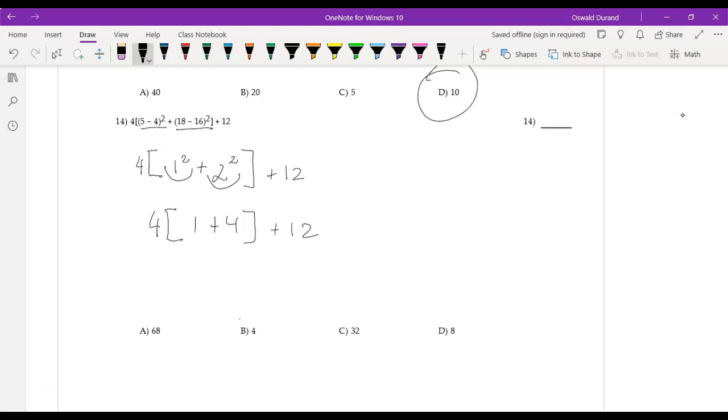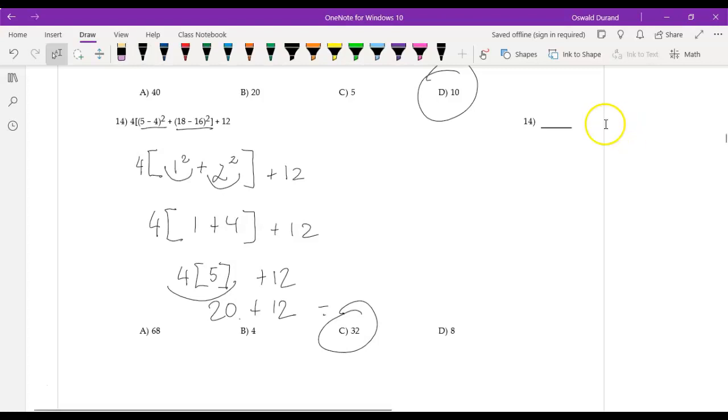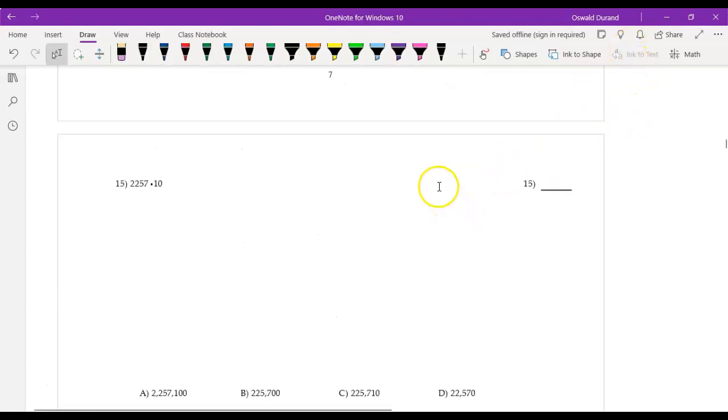Again, we have 1 plus 4, that's going to be 5, so it's going to be 4 and 5 here. This is 4 times 5 plus 12. And then here 4 times 5 is 20, and then 20 plus 12, and we get 32 as the final answer. Okay. All right, so that's that for this problem. So now let's move on.